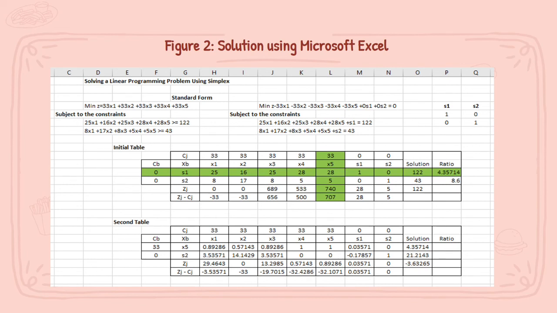Based on Figure 2, Table 2 is the optimal solution where all the BV have zero coefficient in row 0. The solution for this LP problem is x5 equals to 4.35714 and S2 equals to 21.2143.